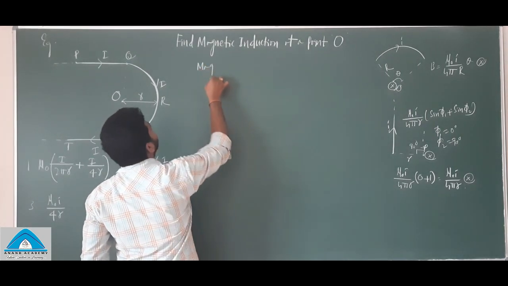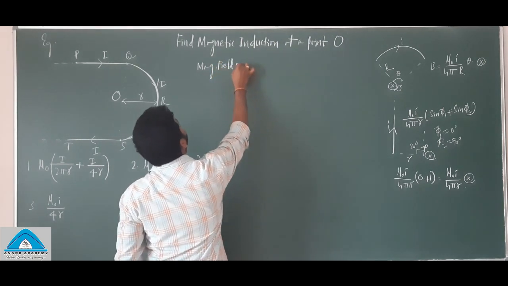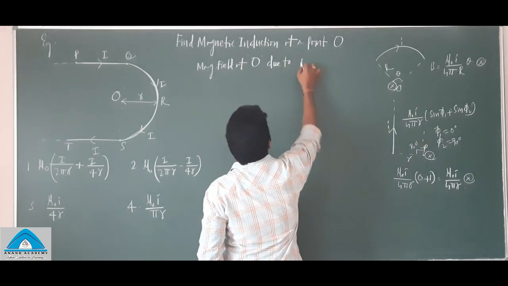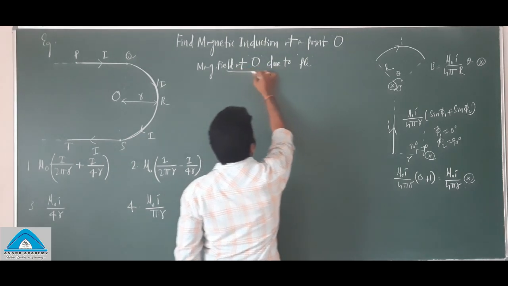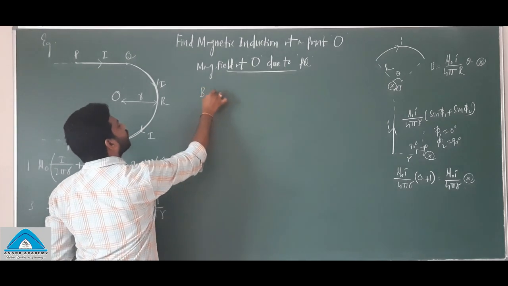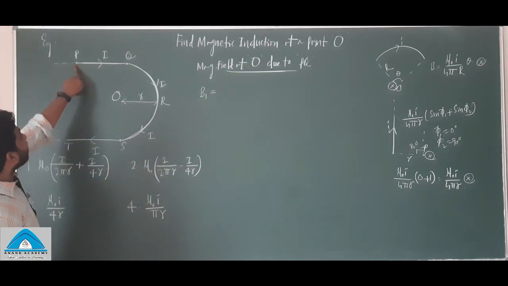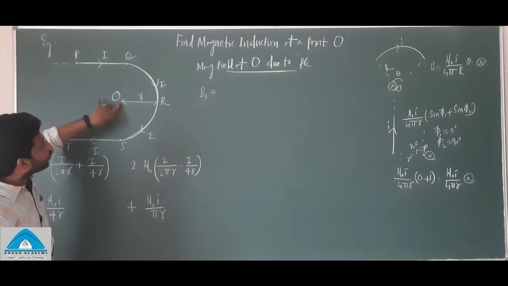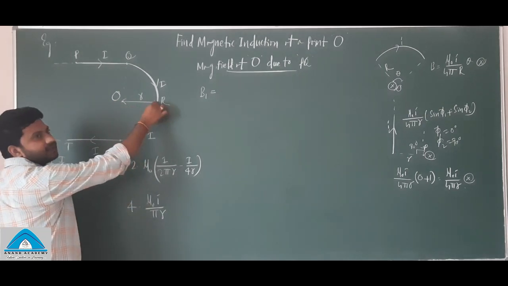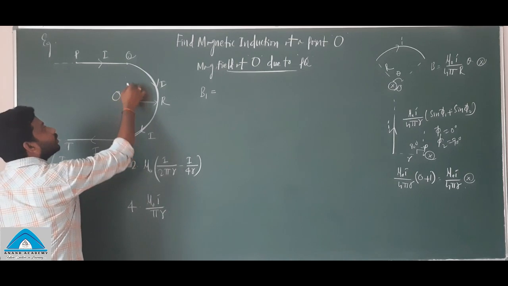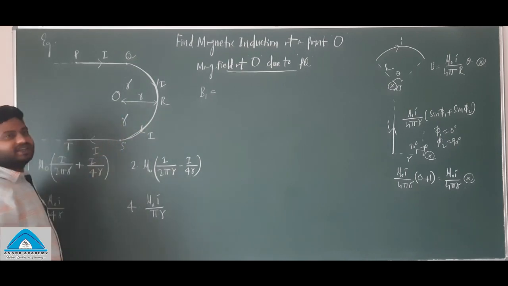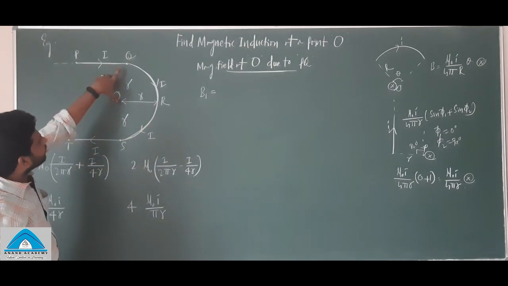The magnetic field at point O due to the wire called PQ. I am writing it as B1. So what is B1? This is a one end infinite wire, and at the other end point O is located. At what distance? They have given it clearly: the radius R of the circle, from here to here, and from here to here also it is the radius of the circle.